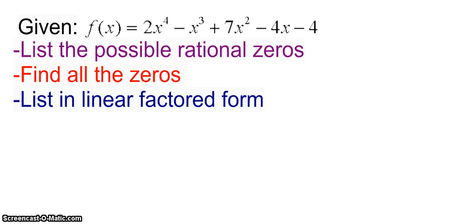Next one. List all of the possible rational zeros. Then find all of the zeros and then list them in linear factored form, or that's the same as writing as a product of linear factors. Pause the video, do this, unpause when you are ready to check your work.